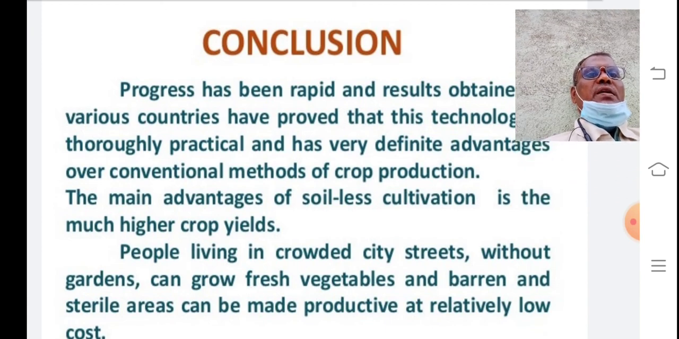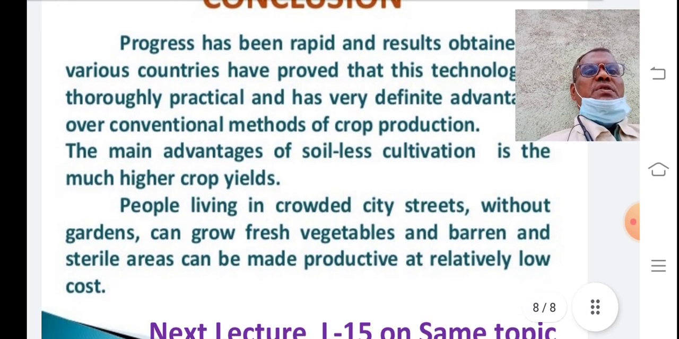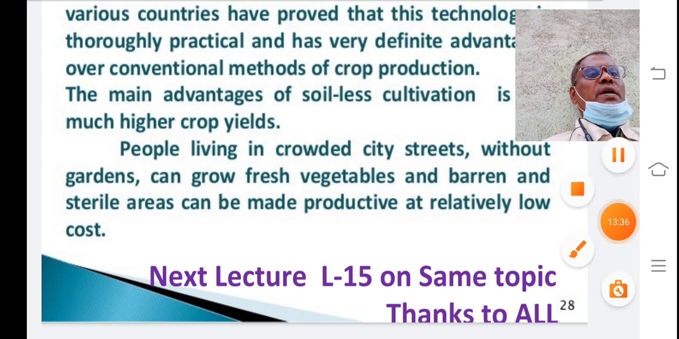And it is soil-less cultivation for a higher crop. Basically, in different cities without gardens, we can use this for vegetables. So this is relatively low cost. So this is for the hydroponics.